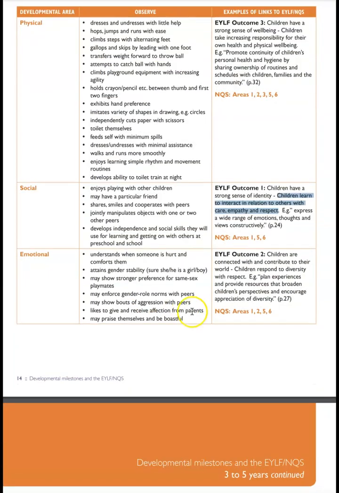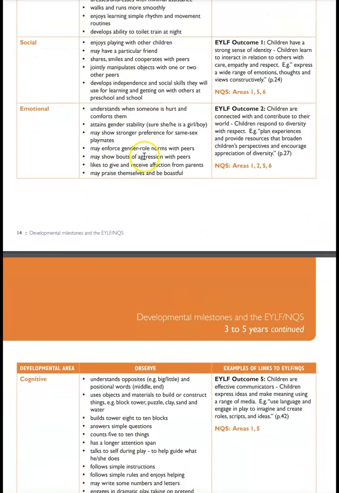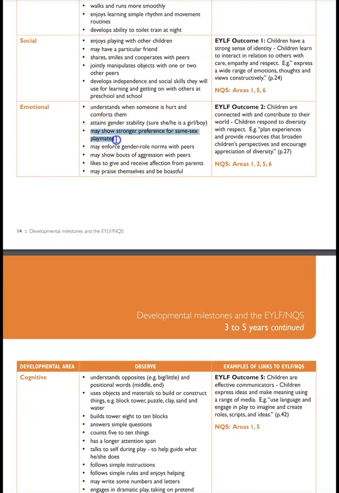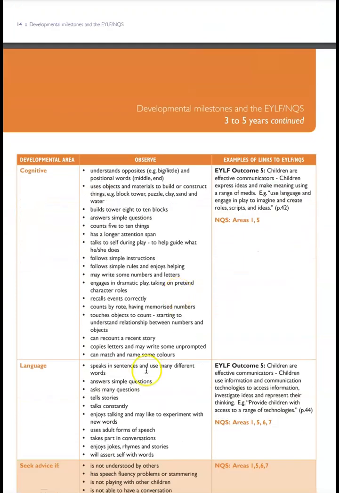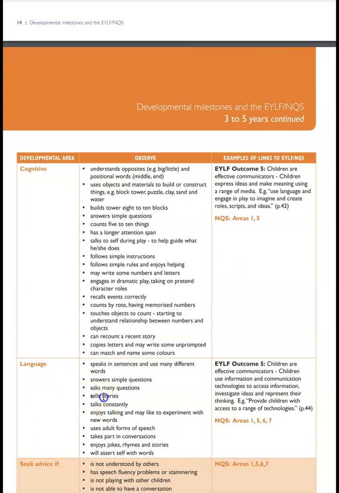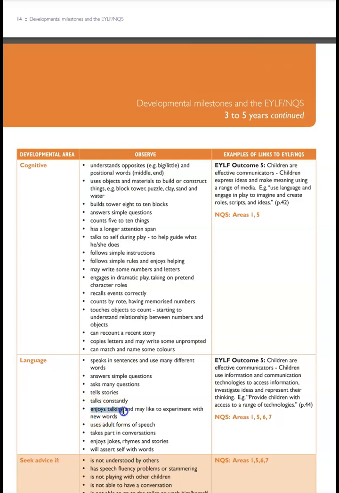Yeah. If we look at emotional, we can see some things here as well. For example, may have stronger preference for same-sex playmates. So there are 2 girls, they're playing, and you can see that that's quite a strong preference. If we look at language as well, we can see that if the child is reading a book, they speak in sentences and use many different words. You also can see that they tell stories, and you can see that they enjoy talking and may like to experiment with new words.